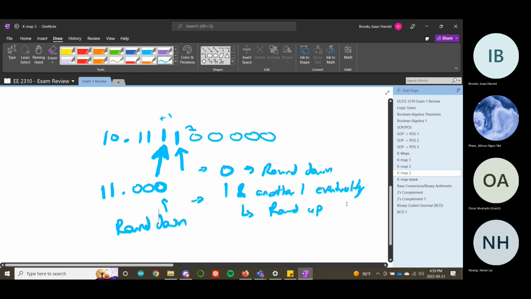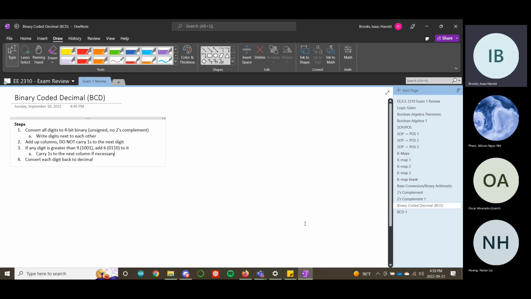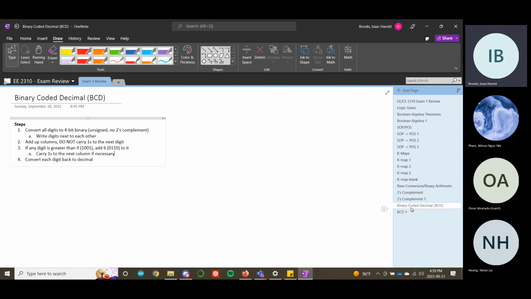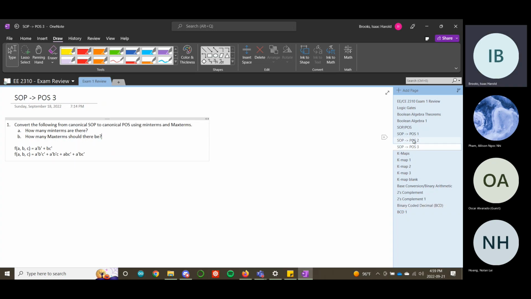So binary coded decimal addition is a little weird, but there are just rules for it. You can look at those rules and you can practice it. If we have time at 6 p.m., we can do more examples of that. Also with converting between POS and SOP.